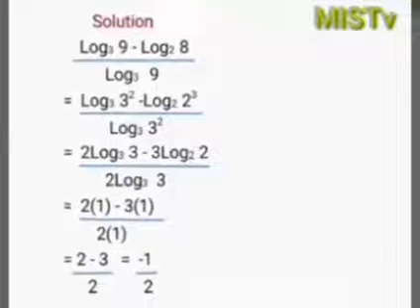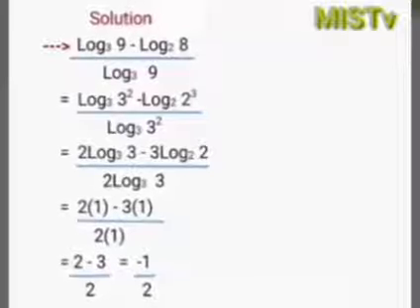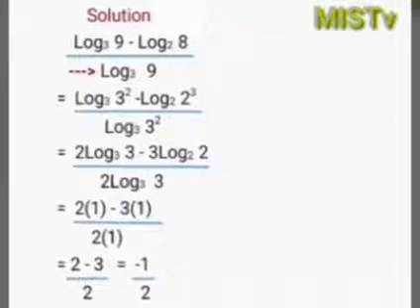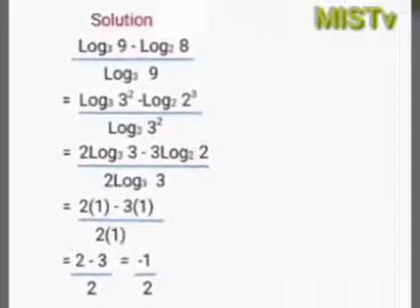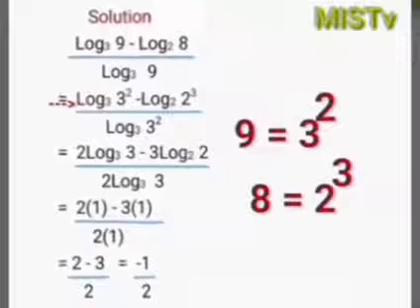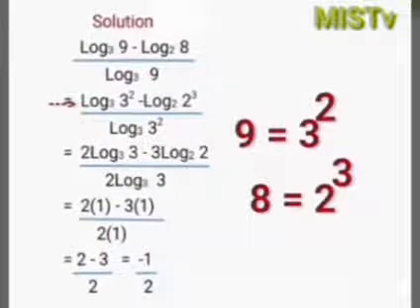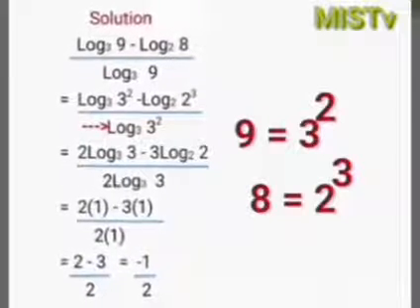To solve the logarithm of 9 to base 3 minus the logarithm of 8 to base 2, all over the logarithm of 9 to base 3. First of all, write the numbers in index form. Then we have the logarithm of 3 raised to the power 2 to base 3 minus the logarithm of 2 raised to the power 3 to base 2, all over the logarithm of 3 raised to the power 2 to base 3.